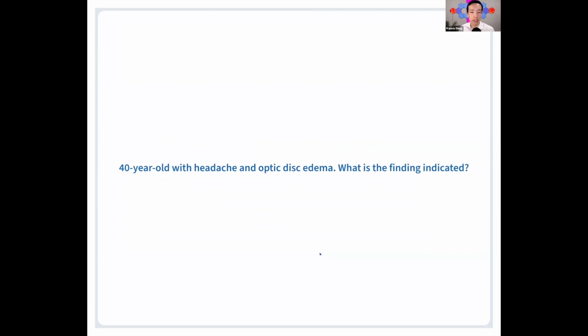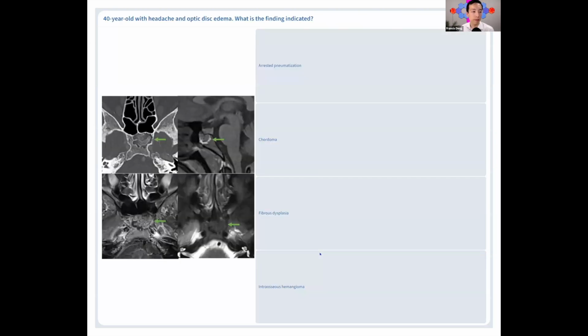Four-year-old with headache and optic disc edema. What is the finding indicated? Showing an axial CT bone kernel, sagittal T1 without contrast, axial T1 with contrast, and an axial T2 with fat suppression.